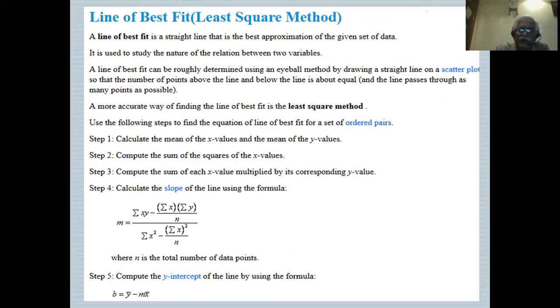So first you have to calculate the mean of x values and the mean of y values. Compute the sum of squares of the x values, because sigma x whole square is coming and sigma x square, the sum of squares, is coming. Then compute the sum of each x value multiplied by its corresponding y value. That is xy, which you have seen in the case of covariance and correlation. So calculate the slope of the line using this formula. Next.